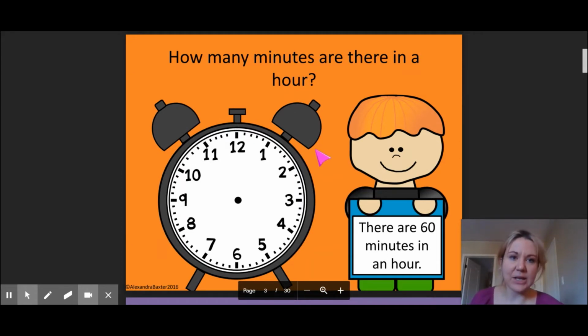How many minutes are there in an hour? Well, if you count all of the little tick marks like this, 1, 2, 3, 4, 5, 6, 7, 8, 9, 10, 11, 12, 13, 14, 15, 16, 17, and so on, all the way around the clock, there would be 60 little tick marks. So there are 60 minutes in an hour.